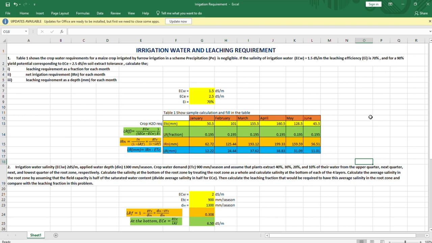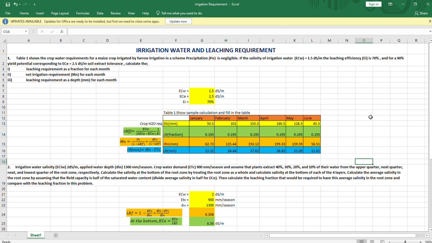We are going direct to the first example, where it says the table 1 shows the crop water requirement for the maize crop irrigated by fallow irrigation in a scheme. The precipitation is negligible, and the salinity of the irrigation water, that is the water you're applying, is around 1.5, this electrical conductivity of 1.5, and the leaching efficiency is 70%. So then we have 90% yield potential, corresponding to around 2.5 electrical conductivity of the soil, that is the soil salinity as an extract tolerance of 2.5.